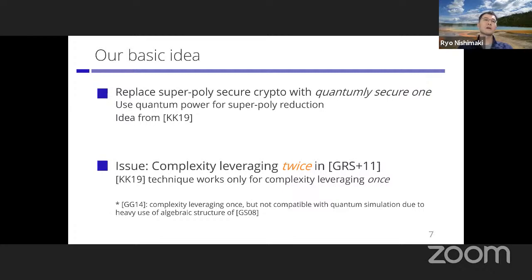In fact, the protocol by Garg and Gupta uses complexity leveraging only once. So we might use the quantum technique for their protocol. However, their round optimal blind signature protocol is not compatible with quantum simulation due to heavy use of the algebraic structure of the closed hash proof system.